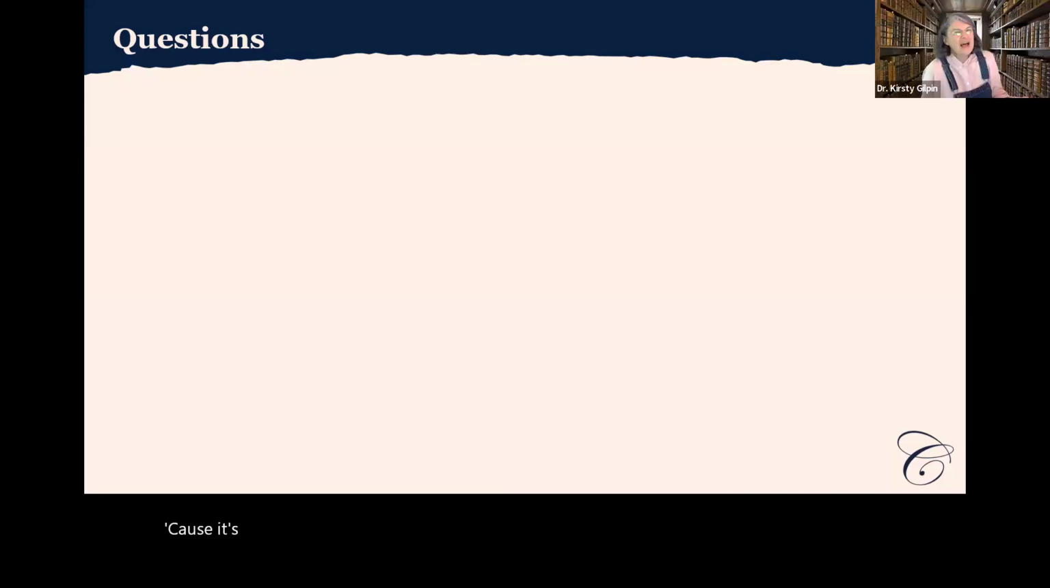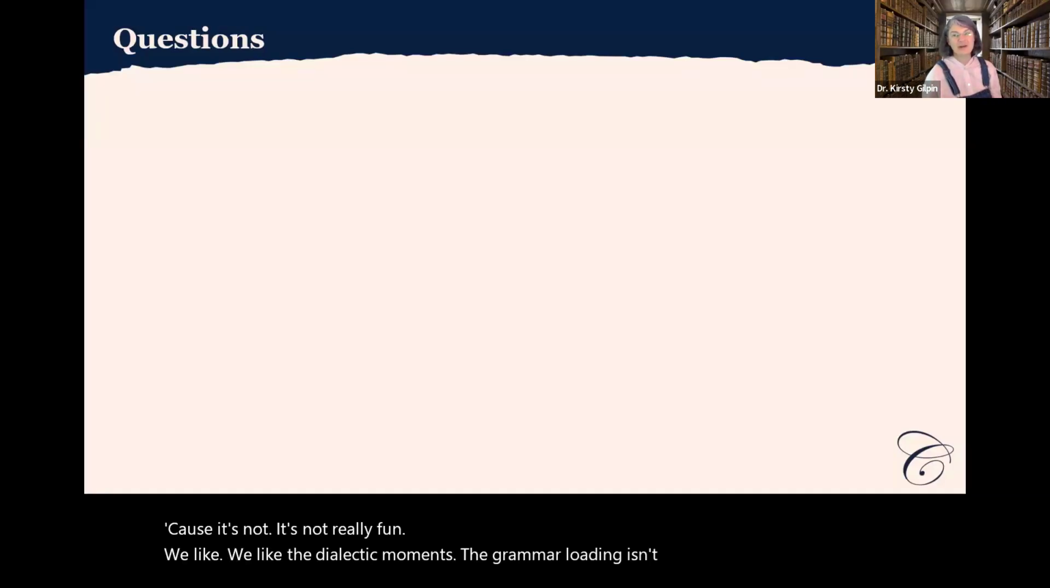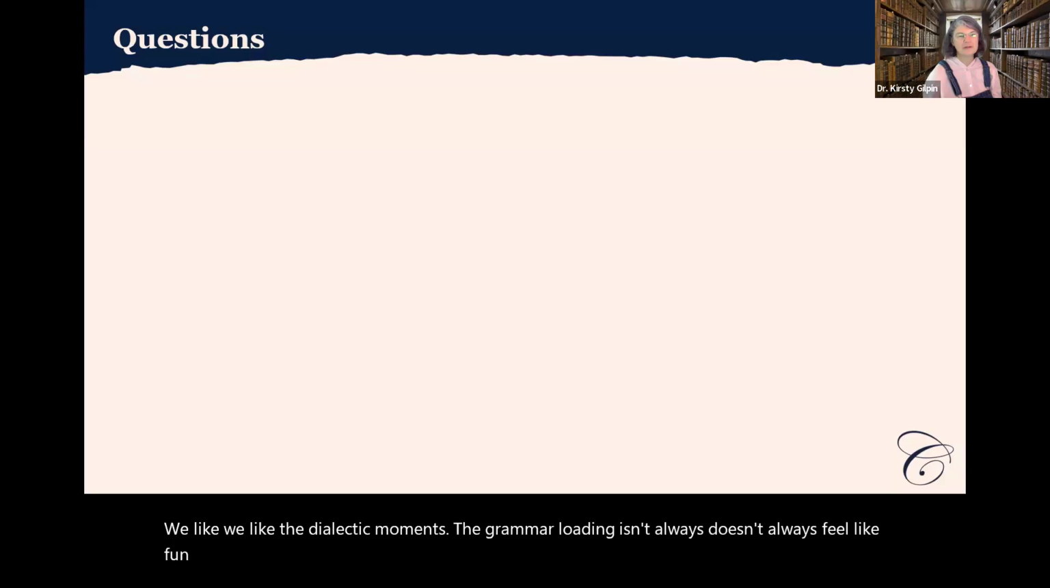I forget it sometimes, but grammar, hammer it in there, and it makes everything else so much easier. We like the dialectic moments. The grammar loading doesn't always feel like fun, right? And so remembering that that's essential is important.